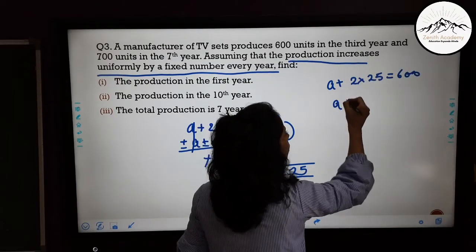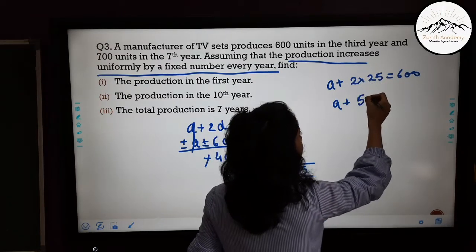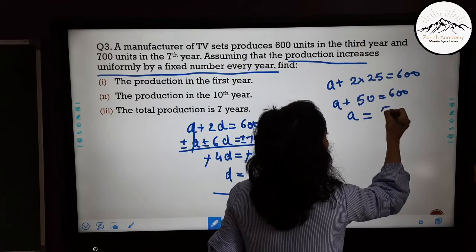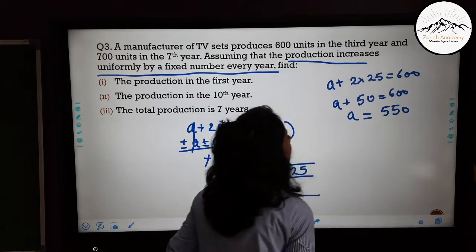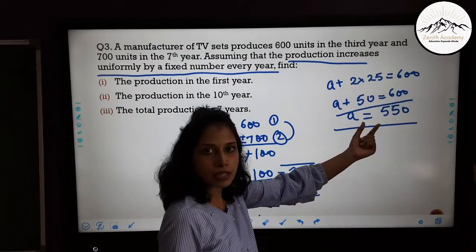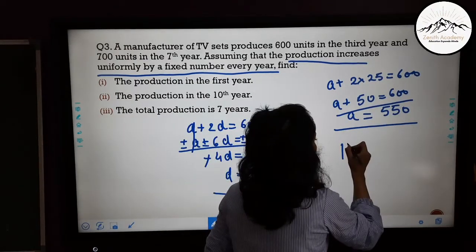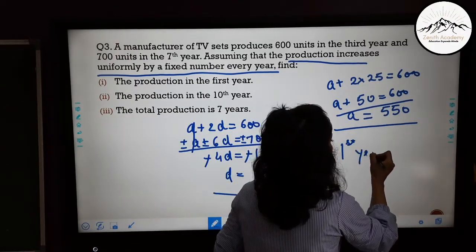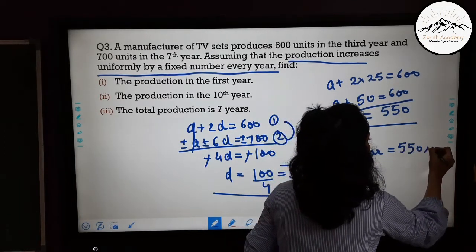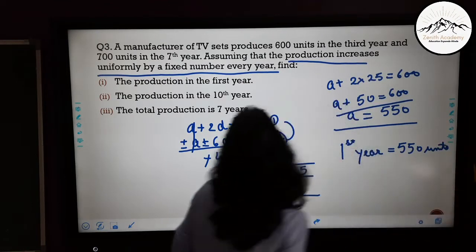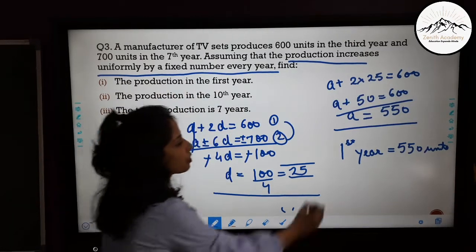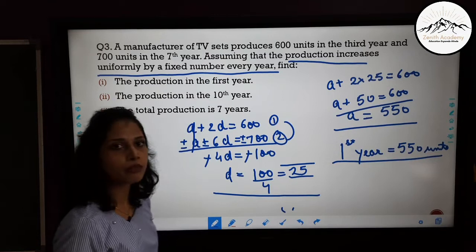25 twos are 50, we know. So A is equal to 550. A is always the first term of the AP. So this implies first year production is equal to 550 units, which is what was asked in our first part, the production in the first year. So the production in the first year is 550 units.